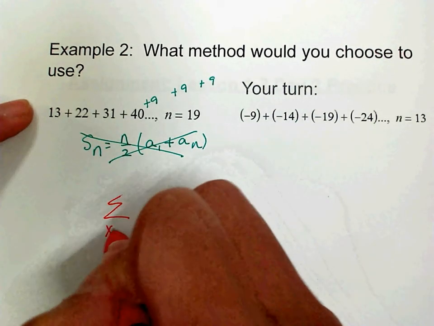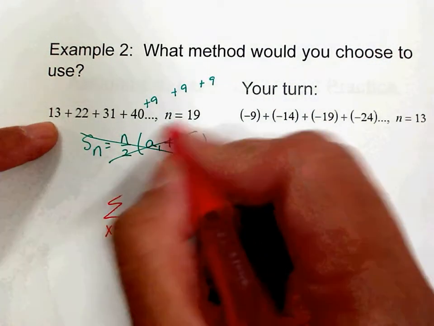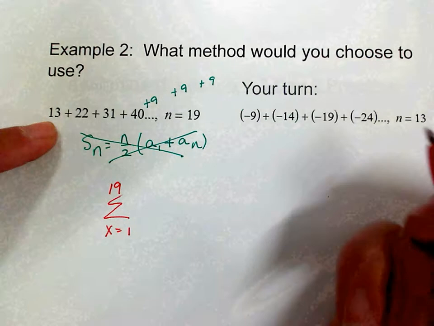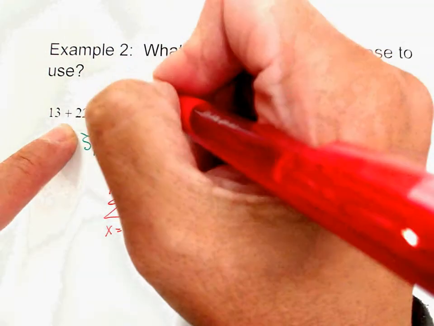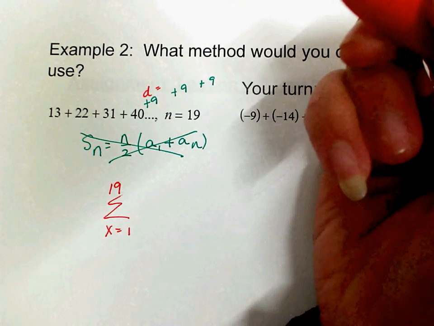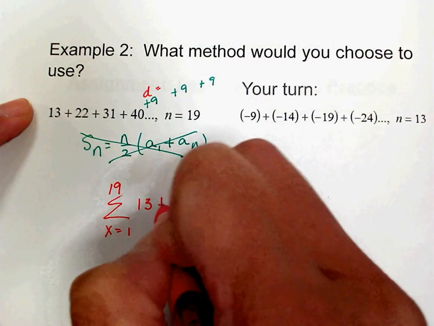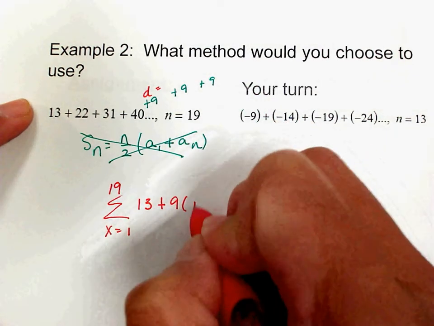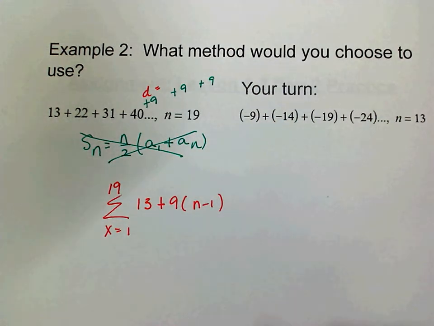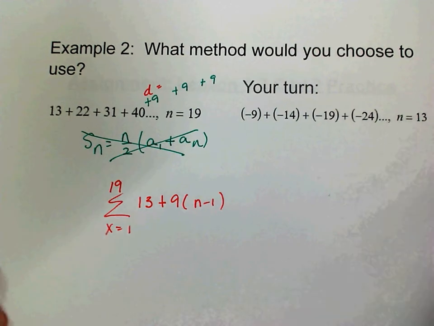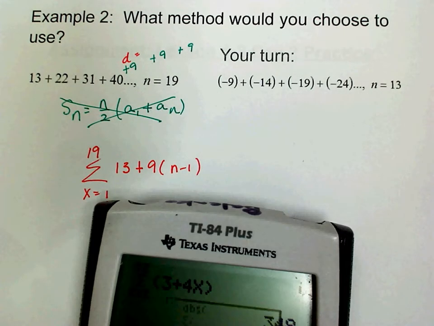Starting at the first term, going all the way to 19. Now, if you look at this, your D is 9. Can you write me an explicit formula? Absolutely. 13 is your first term, plus your D, n minus 1. You can do x, but once x n is okay. So, alpha window, just like such.